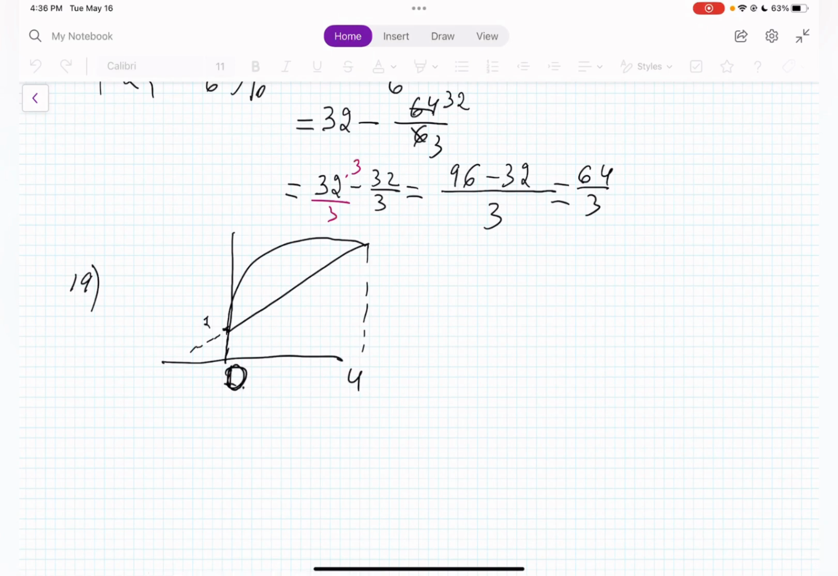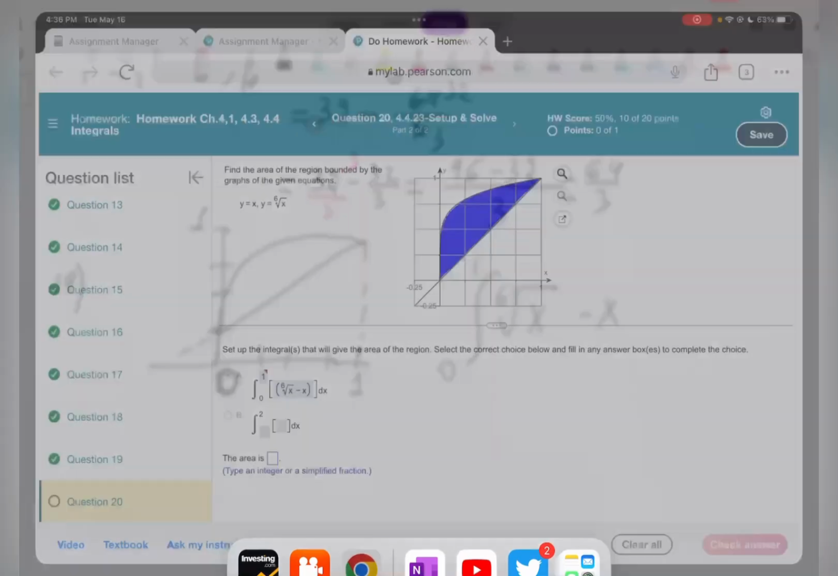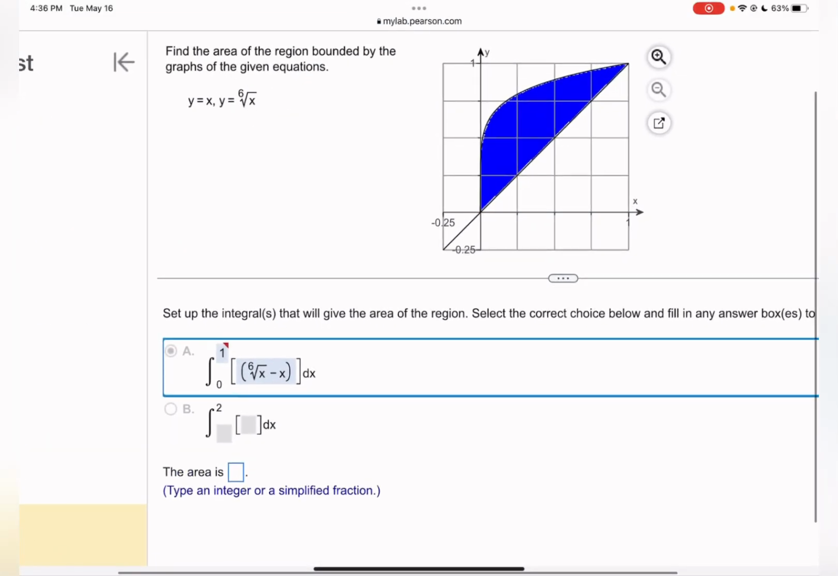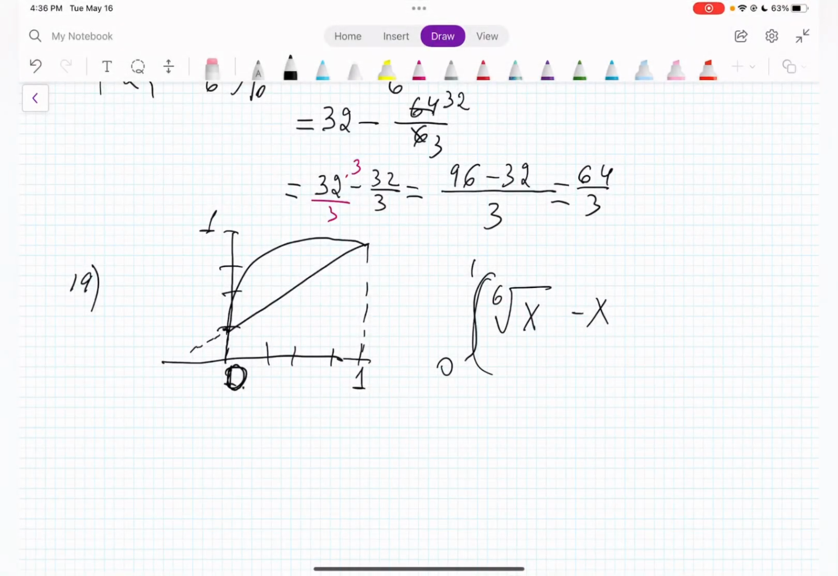So it's going to be 0. Instead of 4, we are going to have 1. Because we had here 1, 2, 3, 4, and there was 1 here. Therefore, 1, 2, 3, and 4. This was 1 here. So we have from 0 to 1, the radical degree 6 of x, and it was minus x. Yes. Radical degree 6 of x minus x, correct. 0, 1. Okay.